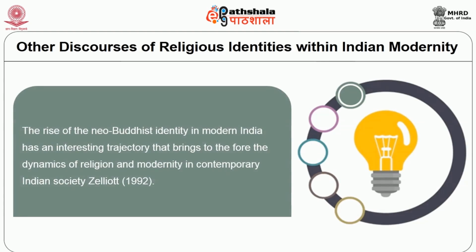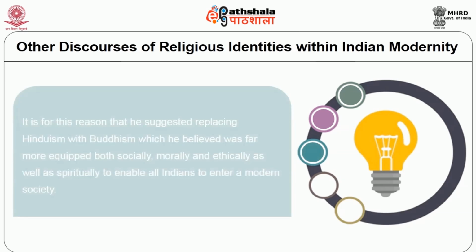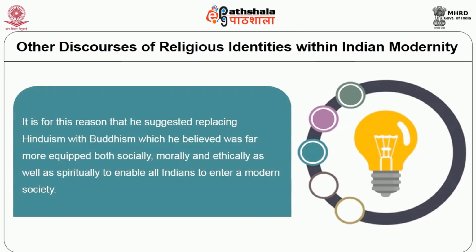The rise of neo-Buddhist identity in modern India has an interesting trajectory that brings to the fore dynamics of religion and modernity in contemporary Indian society. If Ambedkar conceived of Buddhism as a new civilizational religion that should be embraced by the Hindus, upper and lower castes, it was because he believed that Hinduism, both as a religion and as an identity, was ill-equipped to exist in a modern society. It is for this reason that he suggested replacing Hinduism with Buddhism, which he believed was far more equipped socially, morally and ethically as well as spiritually to enable all Indians to enter into a modern society.